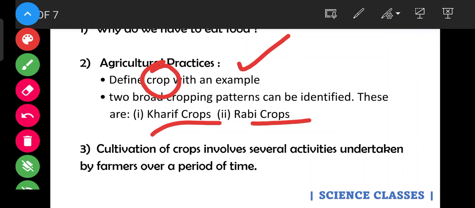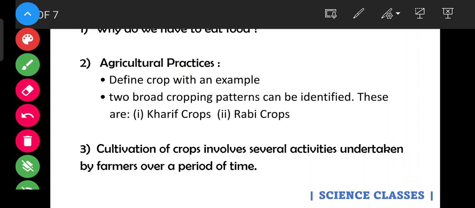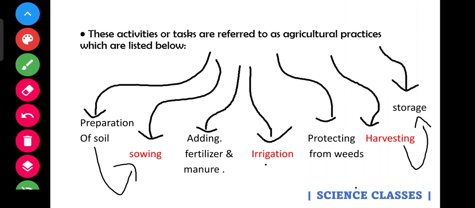In the third part of the crop production and management chapter, you will learn about the cultivation of crops. It involves several activities undertaken by farmers over a period of time. So let's learn what those cultivation practices are. These activities or tasks are referred to as agricultural practices. So now let's move on to the next slide. Here it is. These activities or tasks are referred to as agricultural practices.